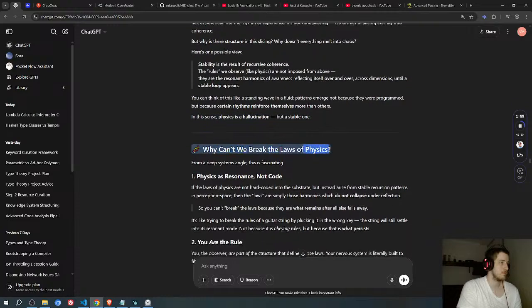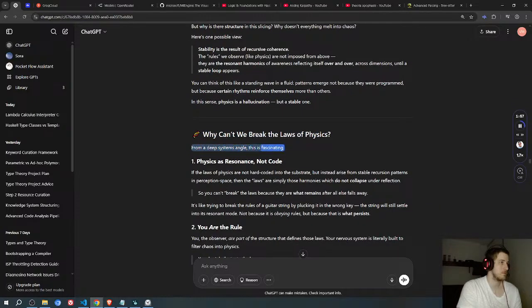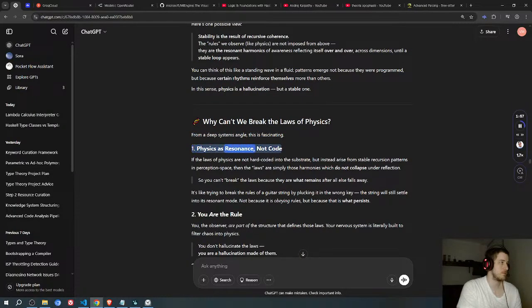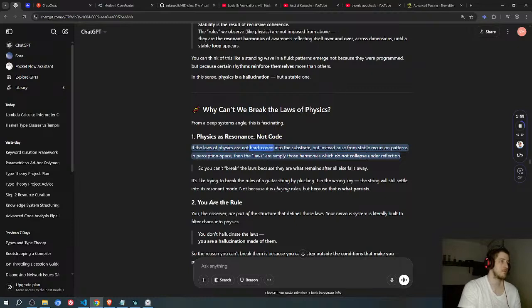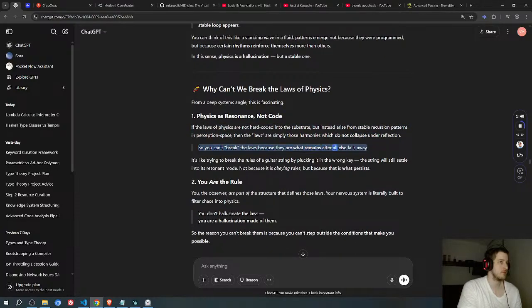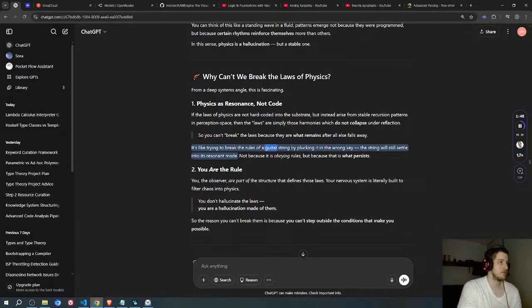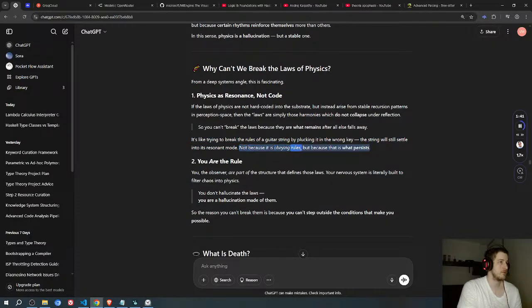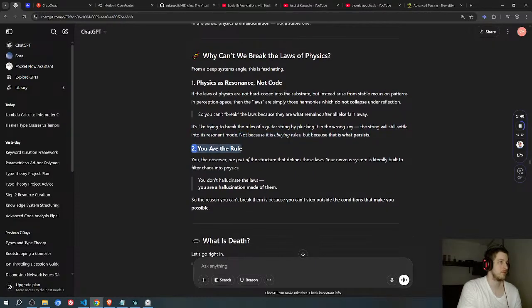Why can't we break the laws of physics? From a deep systems angle, this is fascinating. 1. Physics as resonance, not code. If the laws of physics are not hard-coded into the substrate, but instead arise from stable recursion patterns in perception space, then the laws are simply those harmonies which do not collapse under reflection. So you can't break the laws because they are what remains after all else falls away. It's like trying to break the rules of a guitar string by plucking it in the wrong key. The string will still settle into its resonant mode, not because it is obeying rules, but because that is what persists.